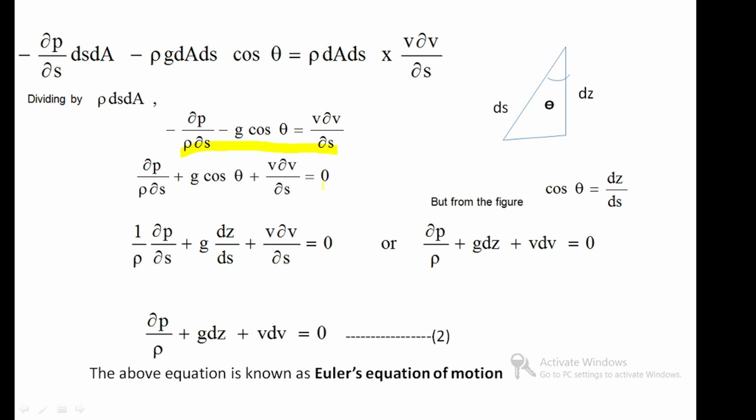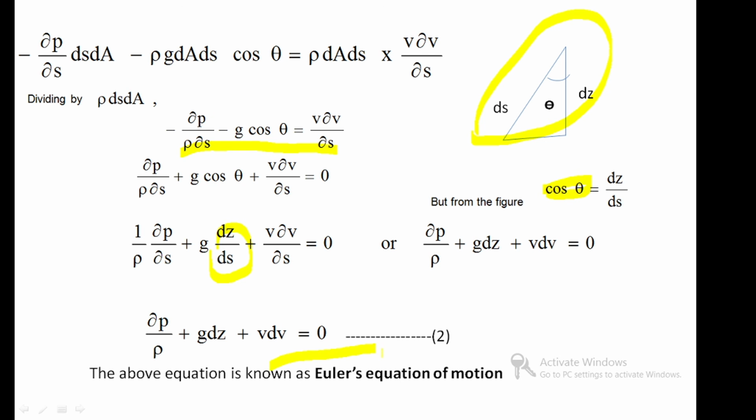Here cos theta, you know very well, equal to adjacent divided by hypotenuse. Here adjacent is dz divided by ds. So g into dz divided by ds. Okay, refer to this triangle here. And dou P by rho plus g dz plus v dv. Here commonly you take out ds and then equate to 0, the remaining terms are dP by rho plus g dz plus v dv equal to 0. This is equation 2, that is called the Euler equation of motion, right?